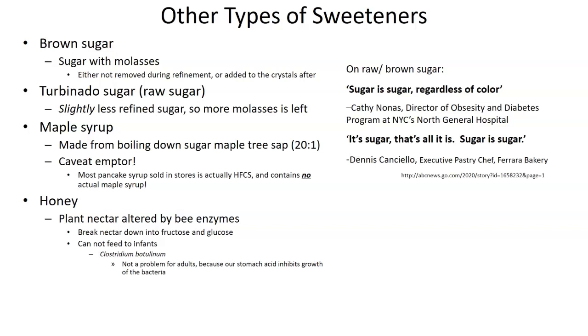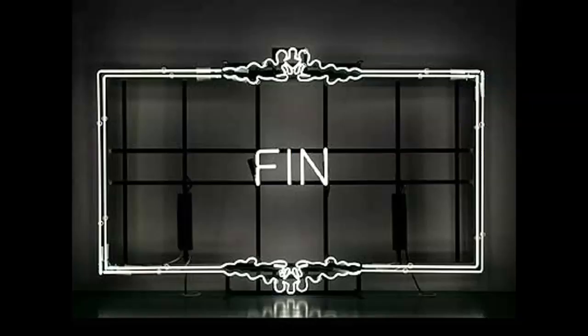Two last quotes here for you on the right hand side on raw versus brown sugar and why they're not natural, why you shouldn't do it. From Kathy Nonas, Director of Obesity and Diabetes Program at New York City's North General Hospital: sugar is sugar regardless of color. And from an executive pastry chef: it's sugar. That's all it is. Sugar is sugar. So keep that in mind. No matter what way we consume our added sugars, sugar is sugar.